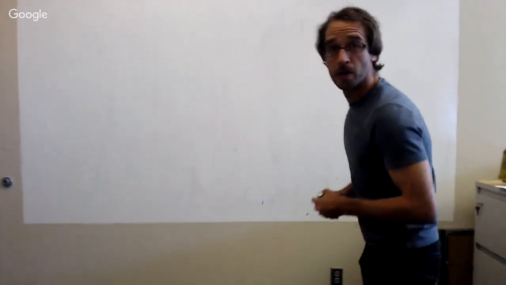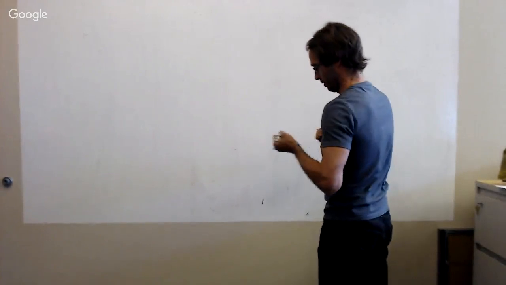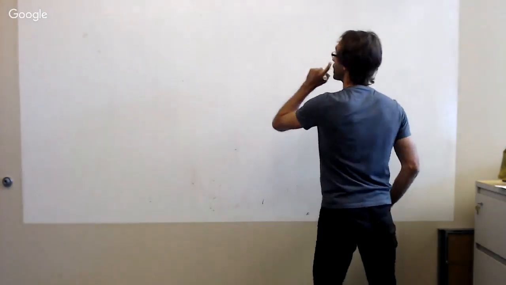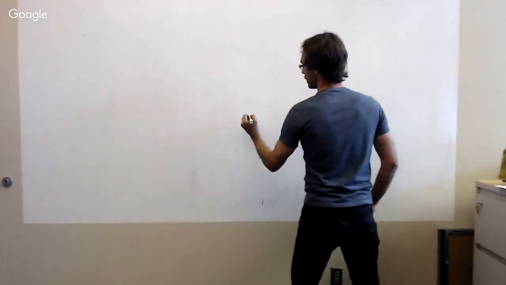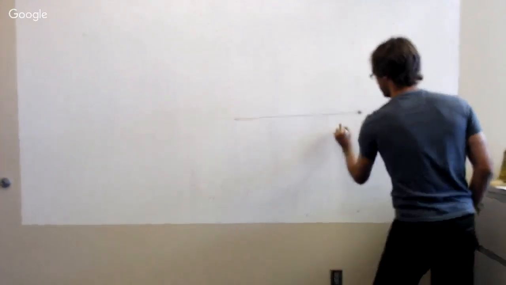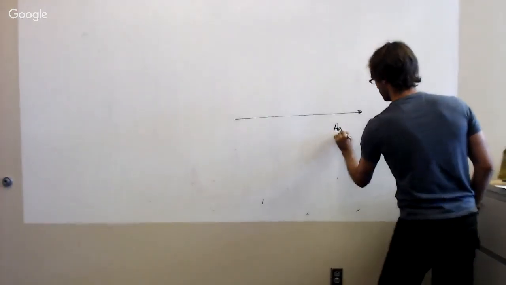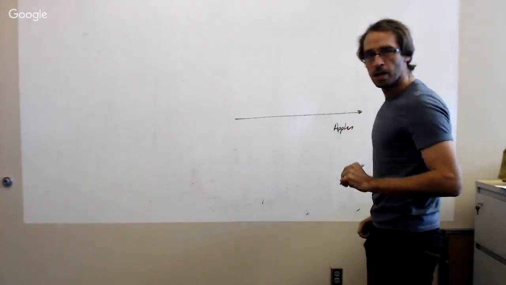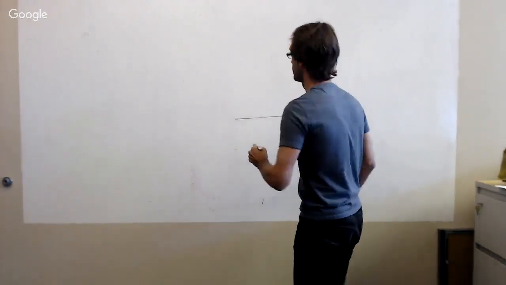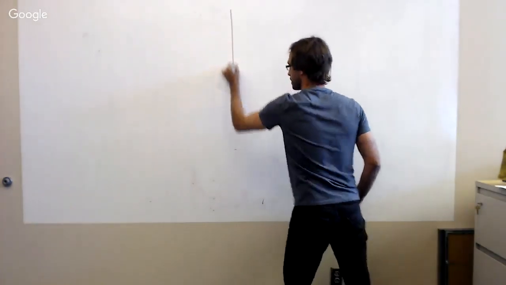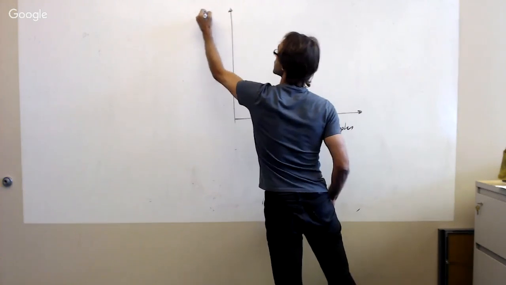All right, so we're going to have two goods. Let's say we have apples and bananas, right? So I'm going to put the quantity of apples on the horizontal axis, and we're going to put the quantity of bananas on the vertical axis.